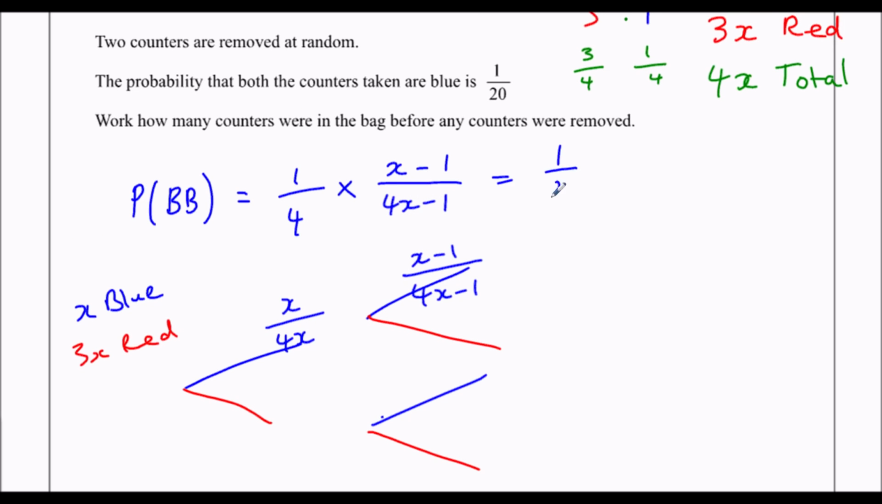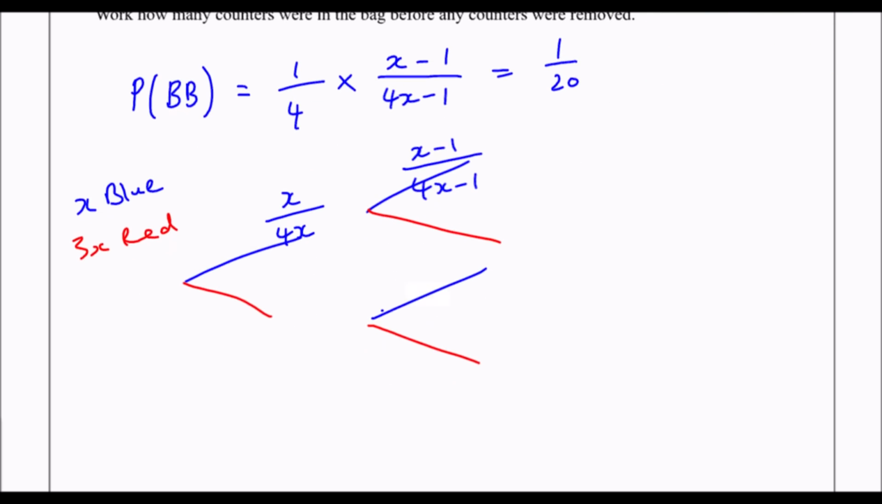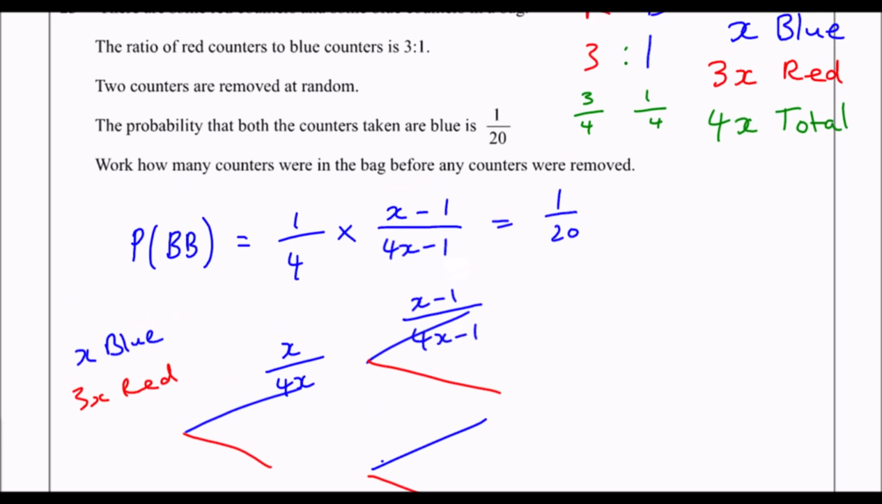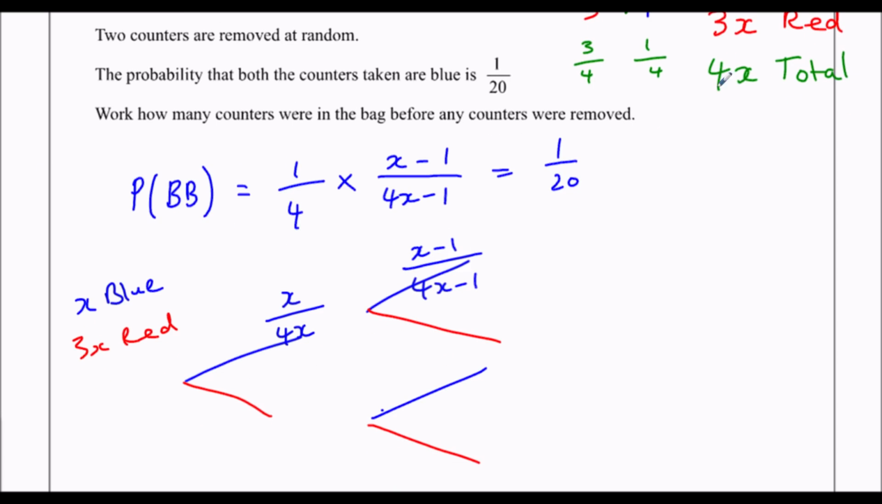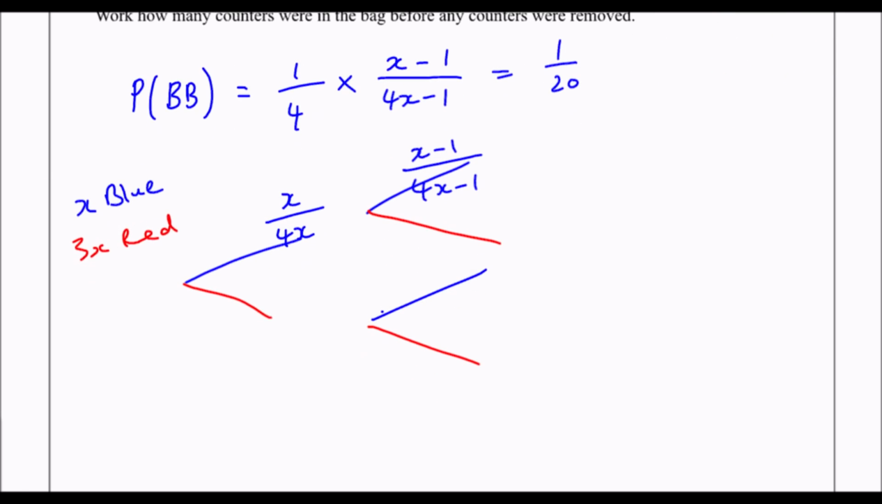equals 1/20th. So if we solve this equation, we can find out what x is, and then we'll find out what 4x is by timesing it by 4. So we've got 1/4 times (x minus 1) over (4x minus 1) equals a 20th.